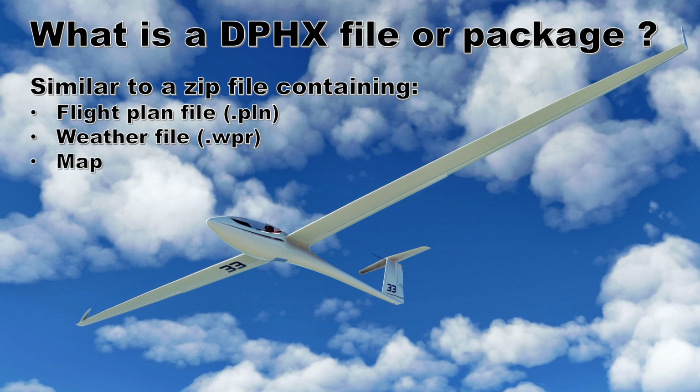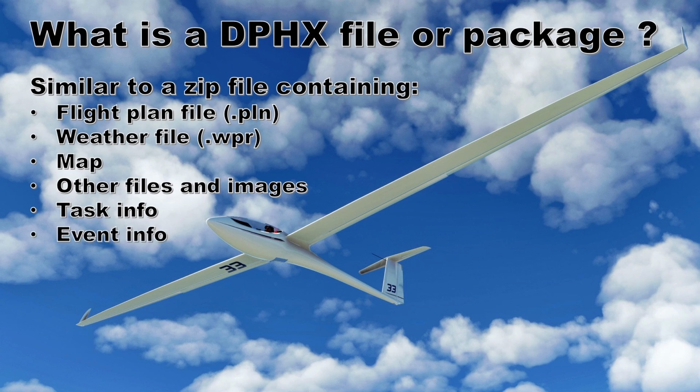It will usually contain also a map, an image of the task, and it will contain other files, other images. They are optional. And of course, it's going to contain all of the information about the task you are going to perform. And if included, this is optional, if the task is part of a group flight, an event, then it will also contain all of the information for that event.